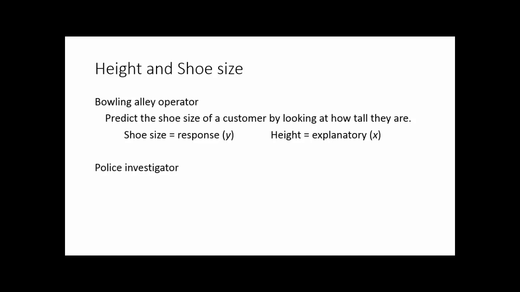But to flip this on its head, let's imagine a police investigator, right? They're investigating crimes, and one of the pieces of evidence they might get is a shoe print. And they can measure from that shoe print what size that is, and does that give them information about how tall the suspect might be? So in this case, what they know is the shoe size, and so that becomes the explanatory variable, and what they'd like to predict is the height, so that's my response.